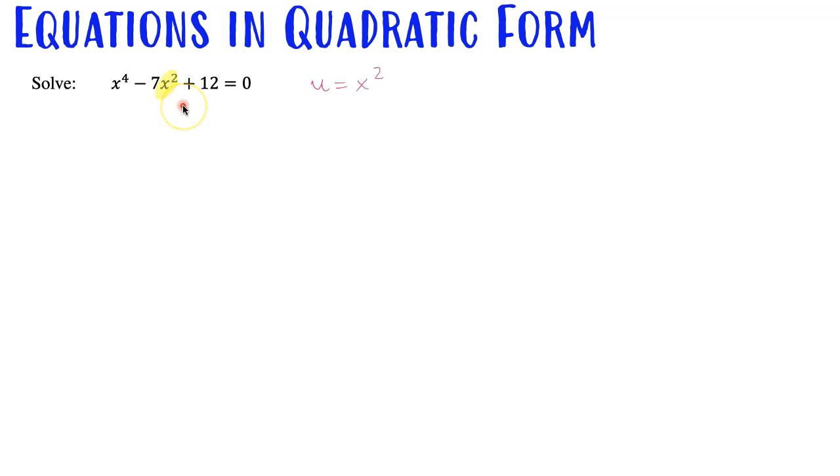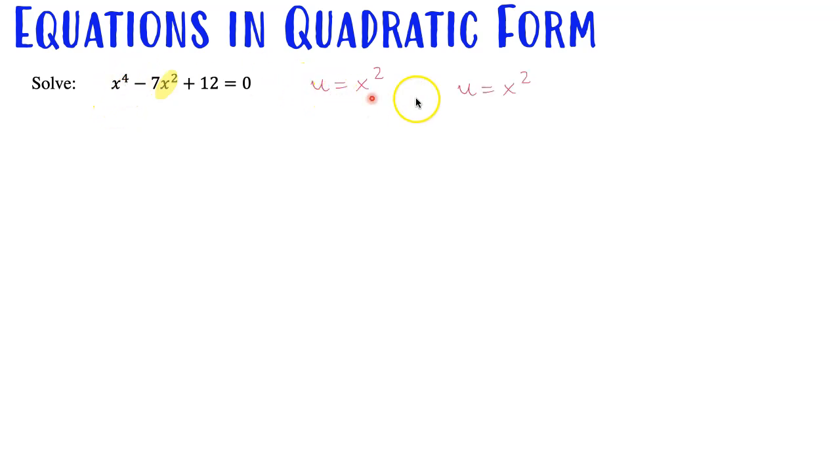This is usually going to be how we help ourselves define what that u substitution should be, so that we can temporarily change this equation into terms of u in a quadratic form and factor it that way, so that we can easily solve this problem. So if I choose u to be x squared, then I just have to ask myself, how can I get this x to the fourth power in terms of u?